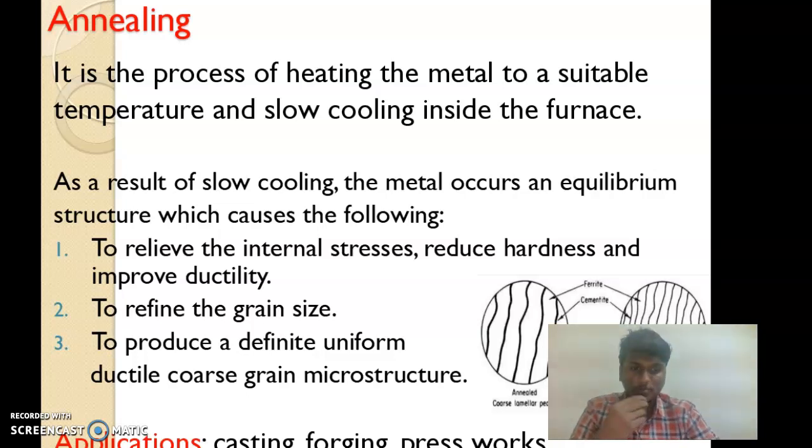So let's go to the topic called annealing. It is the process of heating the metal to a suitable temperature and slow cooling inside the furnace itself. As a result of slow cooling, the metal attains an equilibrium structure which causes the following: to relieve the internal stresses, reduce hardness, improve ductility, refine grain size, and produce a definite uniform ductile coarse grain microstructure. Applications of annealing are castings, forgings, pressworks, etc.